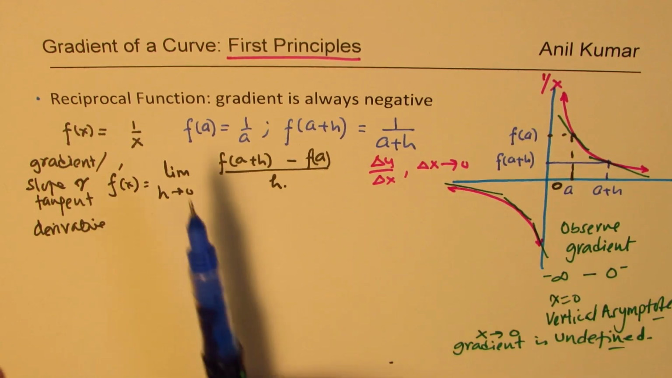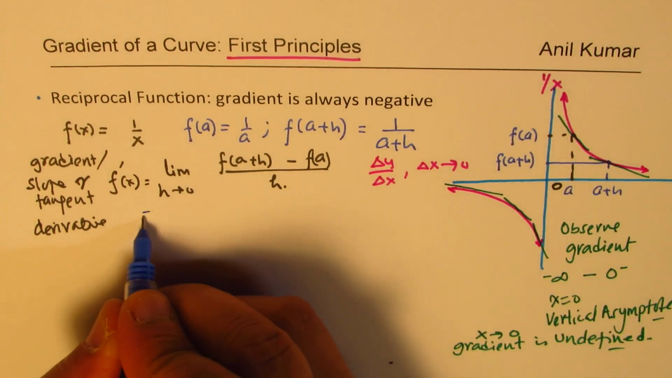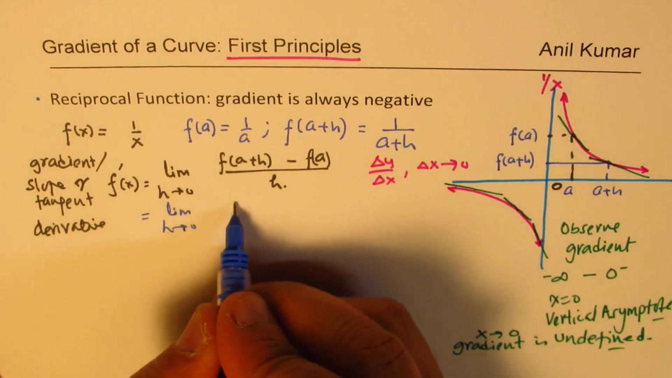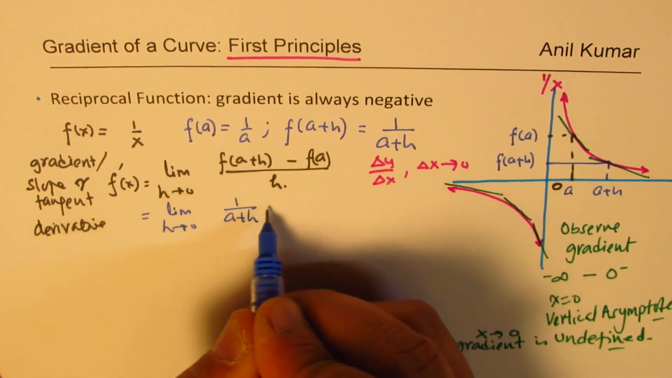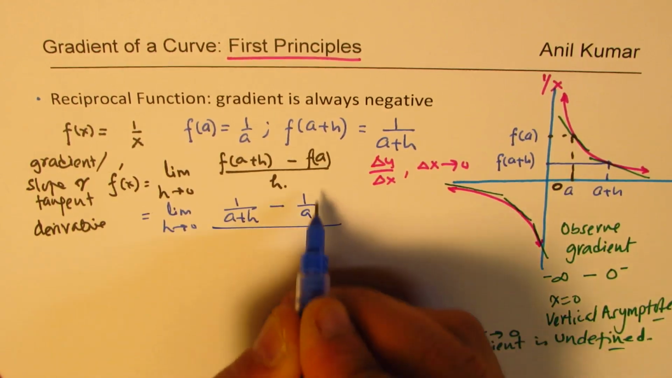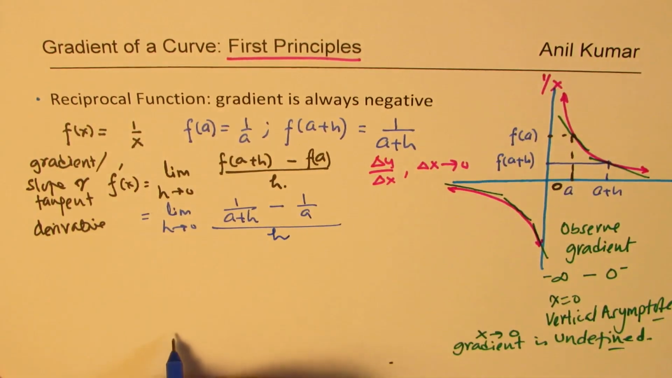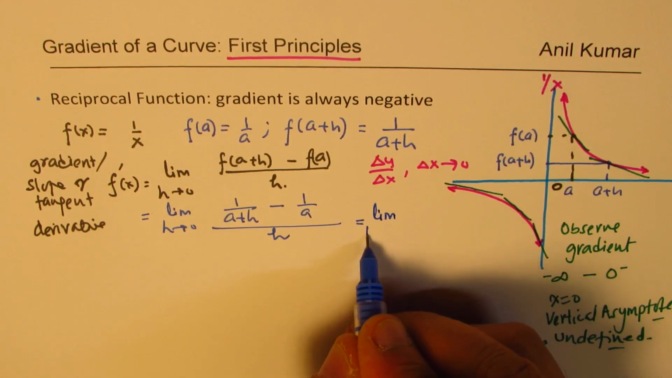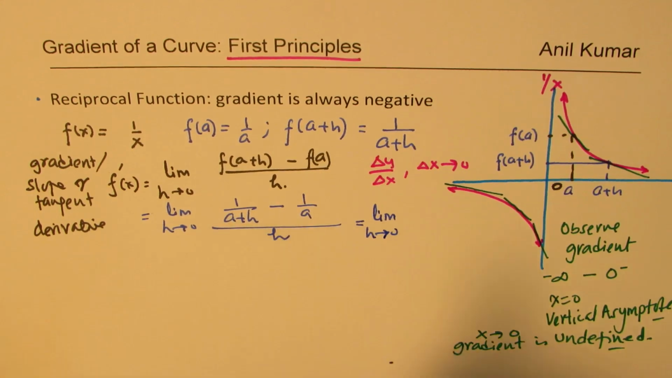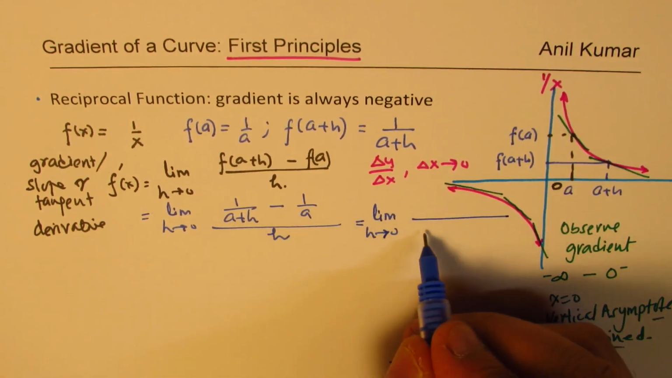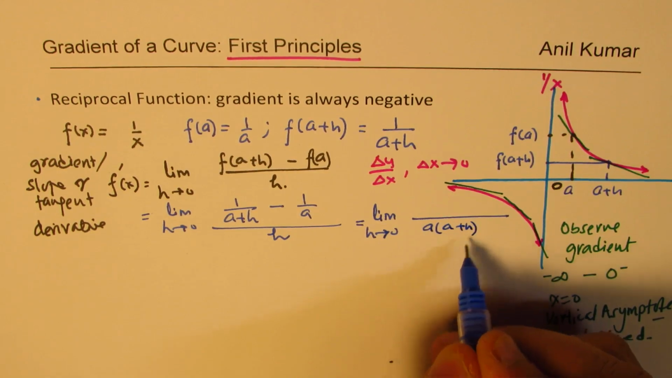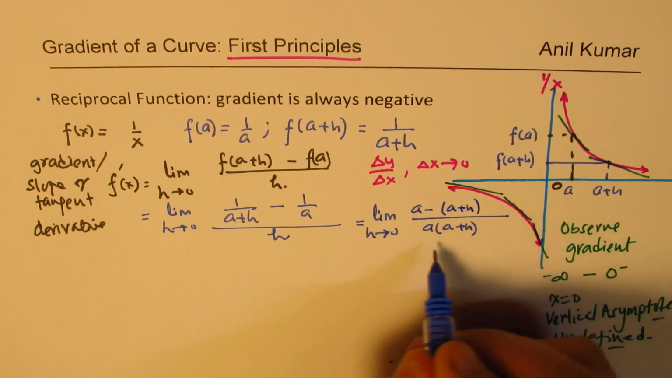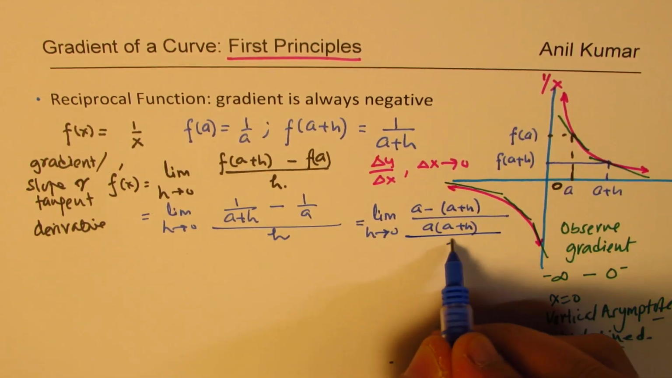Now, we can substitute these values and evaluate. That's so simple, right? It is the limit as h approaches 0 of 1 over a plus h, that is f of a plus h, minus 1 over a, which is f of a, over h, correct? Now, this could be written as the limit as h approaches 0. We can take a common denominator, a times a plus h, and cross multiplying, we get a minus, within brackets, a plus h, and everything over h, correct?